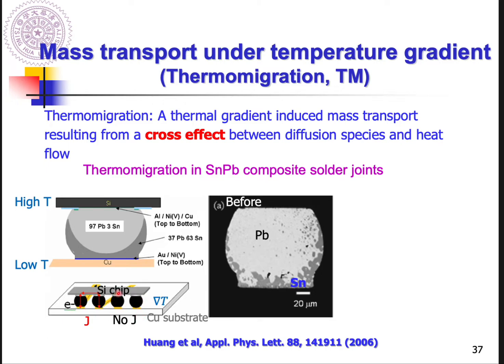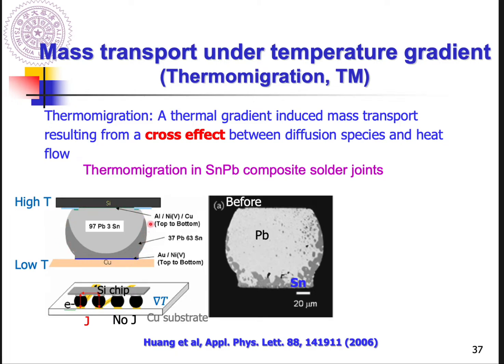And let's try to enlarge one of these solder bumps to here. So on the top, as we mentioned, due to the Joule heating, the current density passing through the conducting line on the silicon substrate is higher than that on the copper substrate. So that will result in a higher temperature at the silicon substrate than on the copper substrate, or cause a temperature gradient. And if you take a look at the chemical composition of this solder bump, it is interesting.